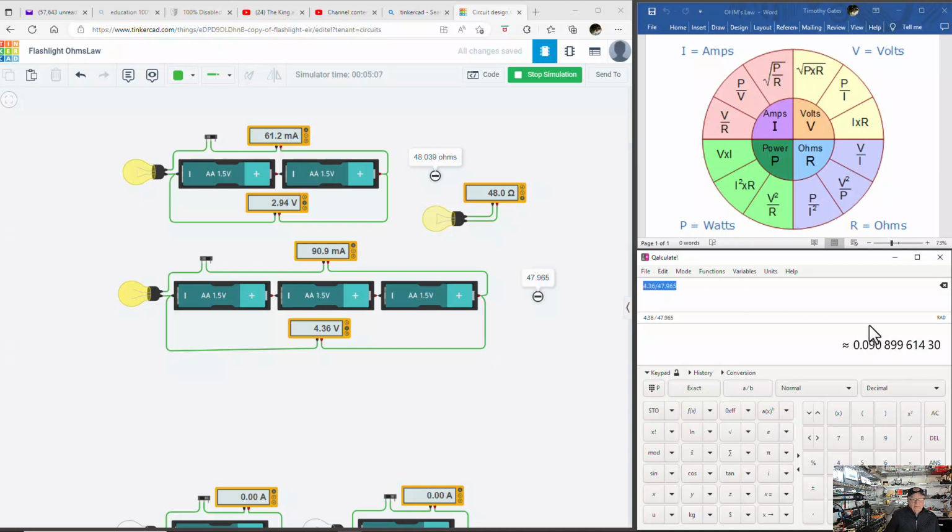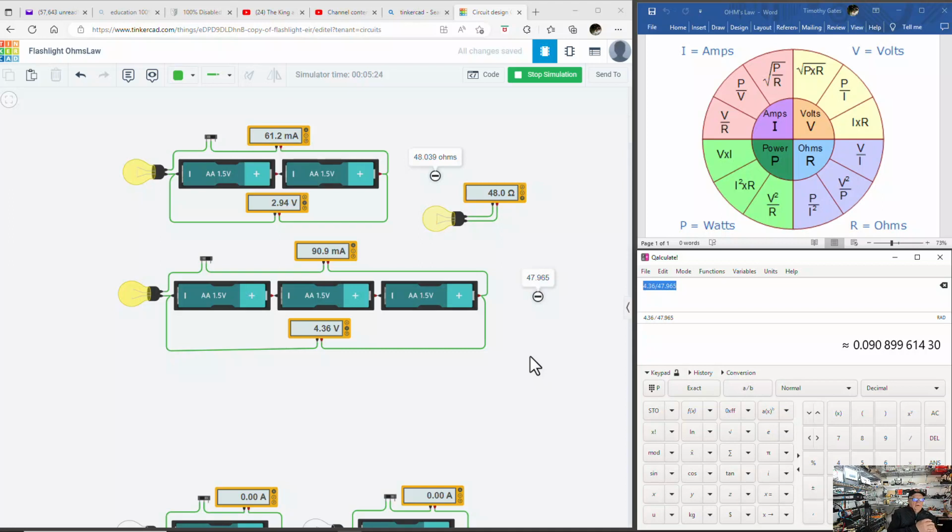7.965. See, I got 0.90 rounded off to 9. So see, it matches. That was kind of an awkward go here for the first time, but this is enough for the first time with you and Ohm's law.